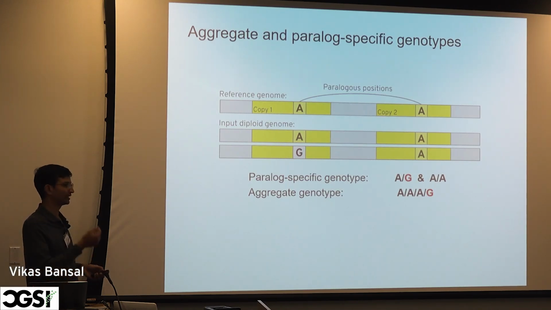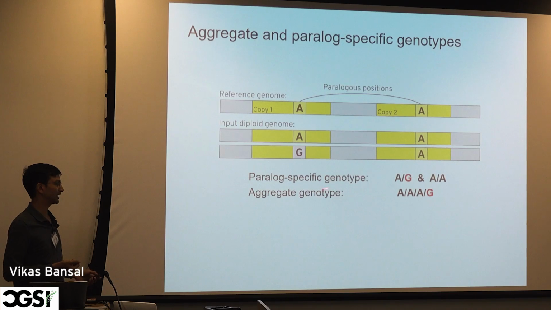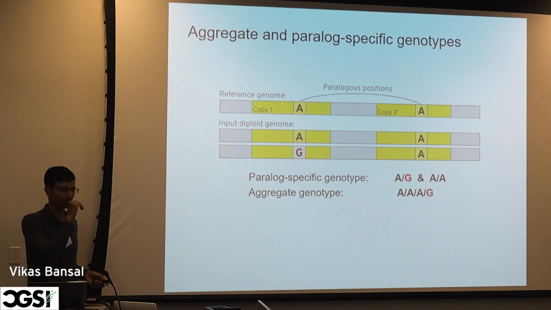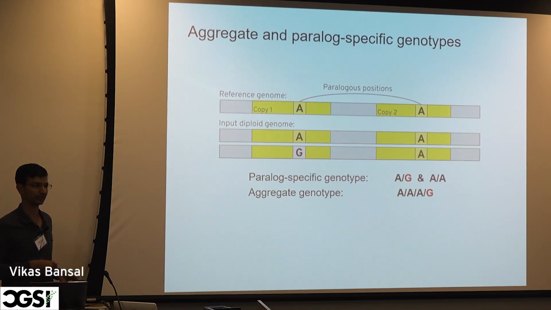And so what we are doing is first we identify variant positions and estimate aggregate genotypes, and once we have the aggregate genotype, all that remains is to split it back into the paralog specific genotypes. Obviously there are multiple choices, and we select the one that gives the best likelihood.